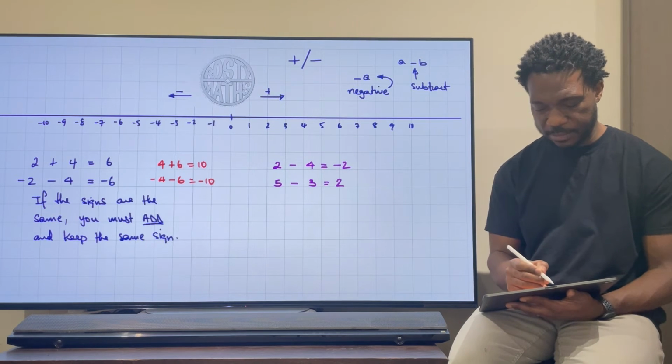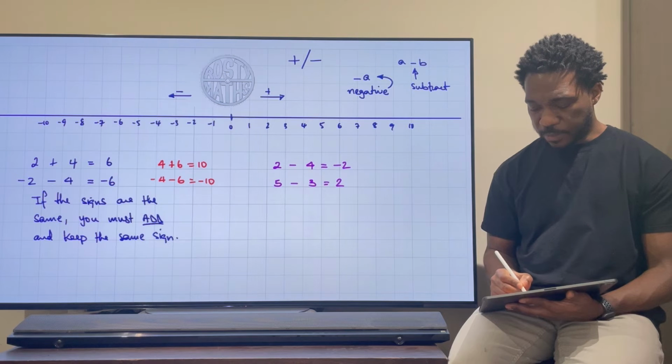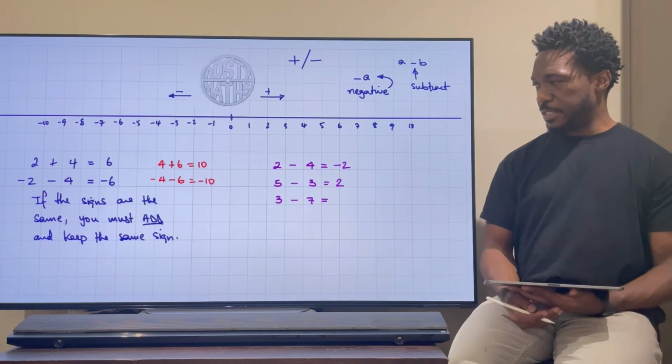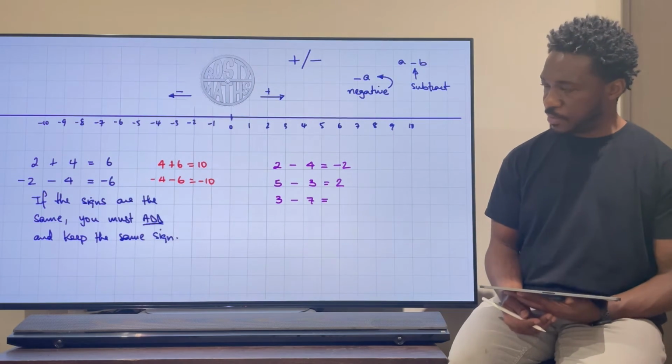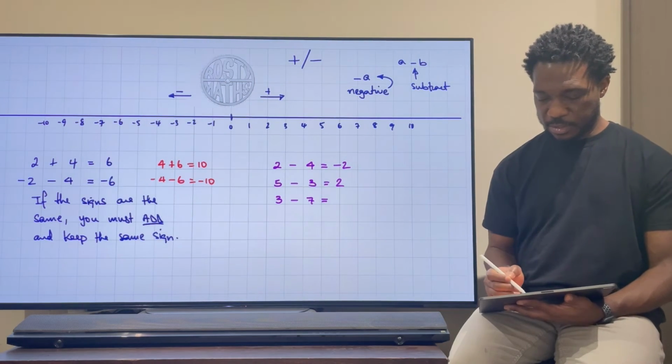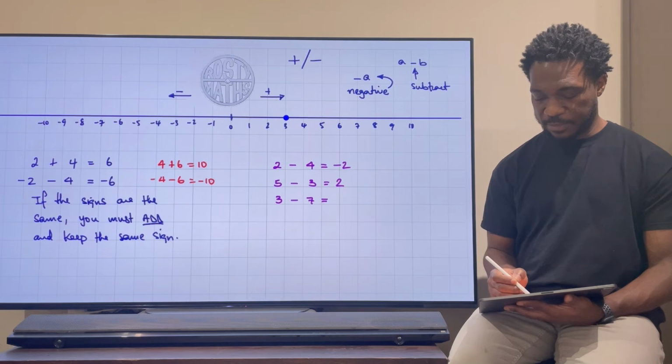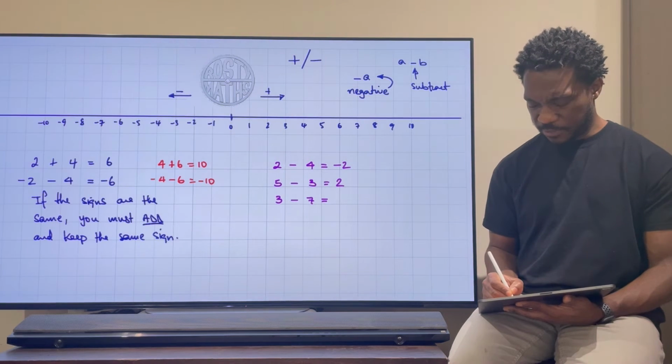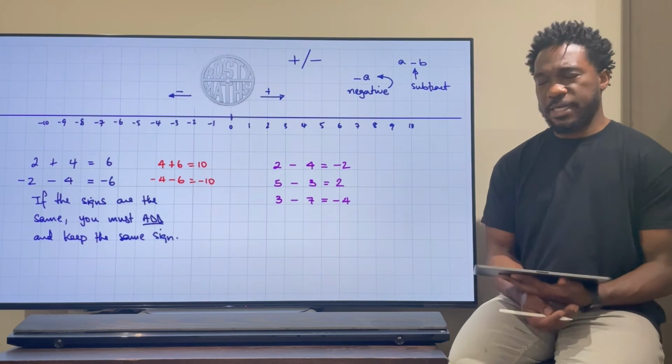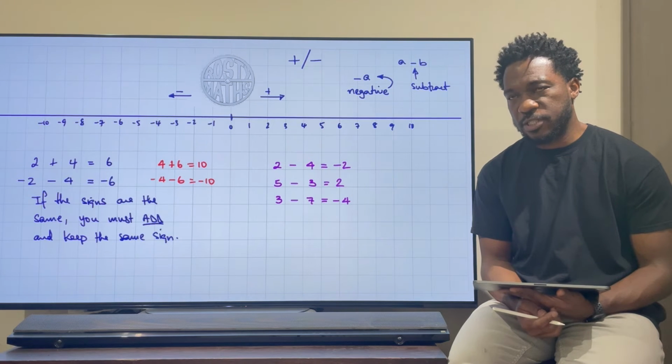I want to check something out here. So I'm going to go for 3 take away 7 on this one. Okay, so let's try this one out. 3 take away 7. So I'm going to start on 3 and I'm going to take away 7. 1, 2, 3, 4, 5, 6, 7. So the answer is negative 4 on this one. Okay, ready for the generalization?